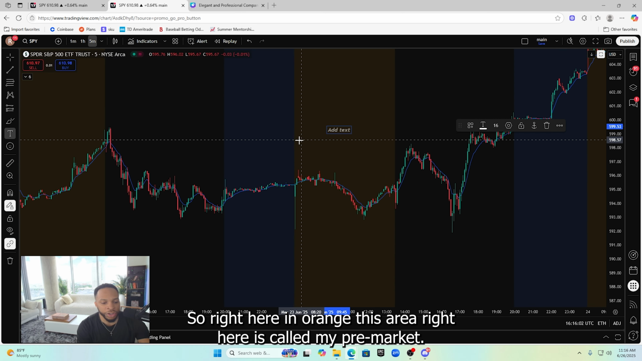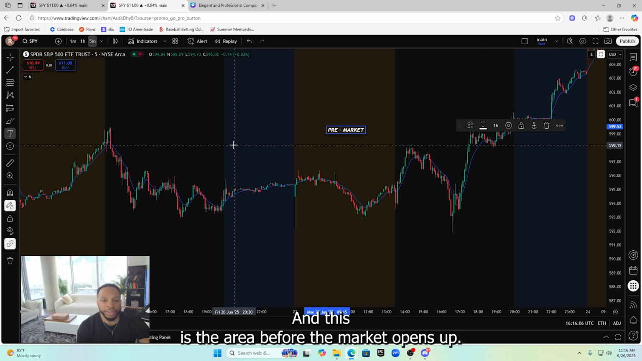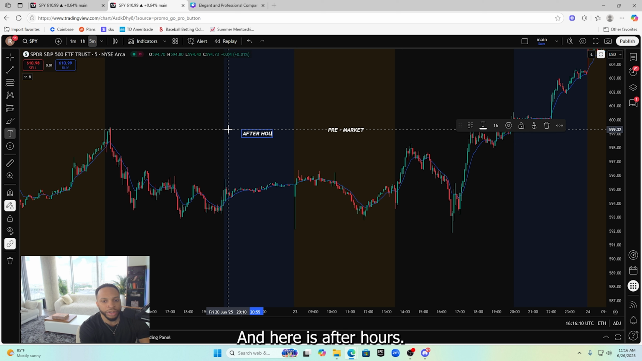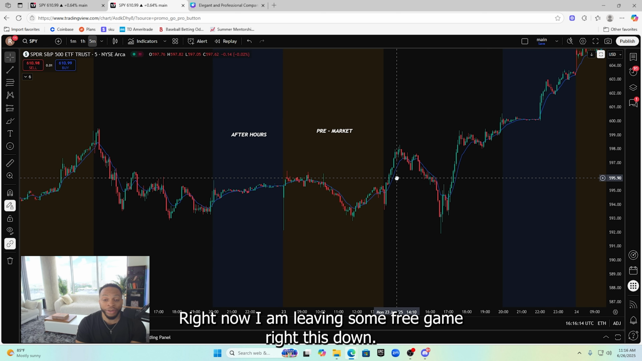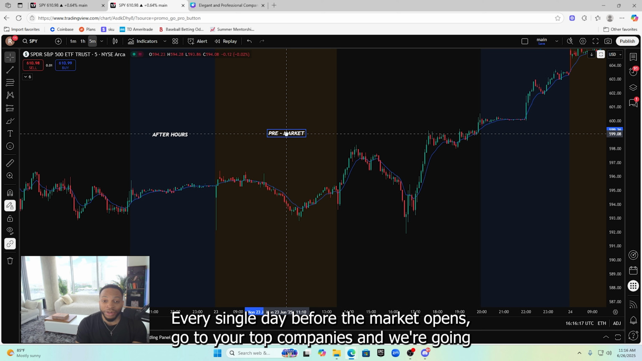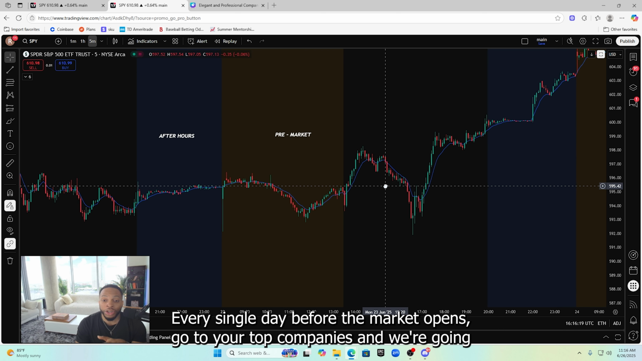So right here in orange, this area is called my pre-market. This is the area before the market opens up. And here is after hours. All right, so every single day, I'm going to give you some free game right now. Write this down. Every single day before the market opens, go to your top companies.